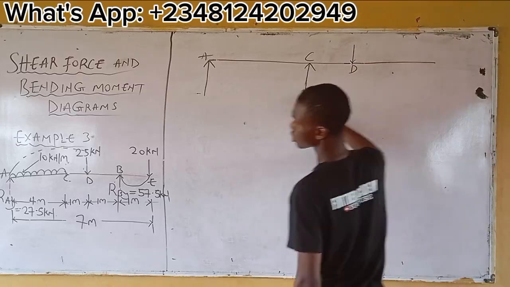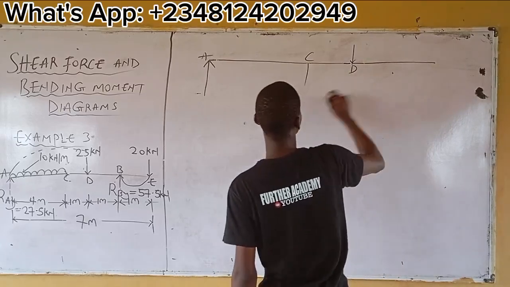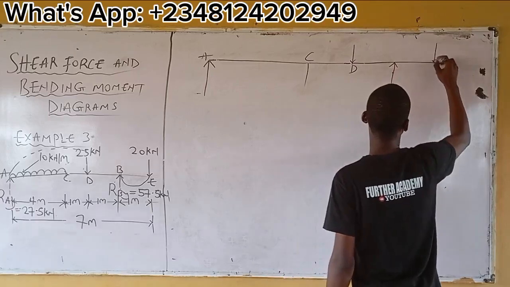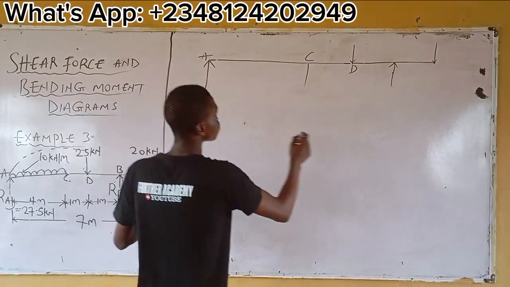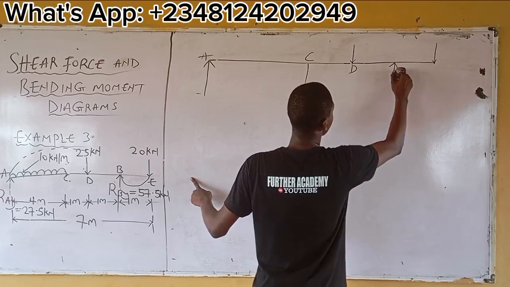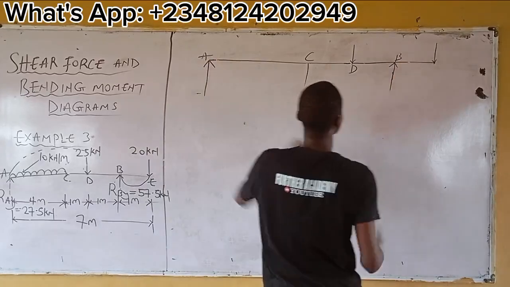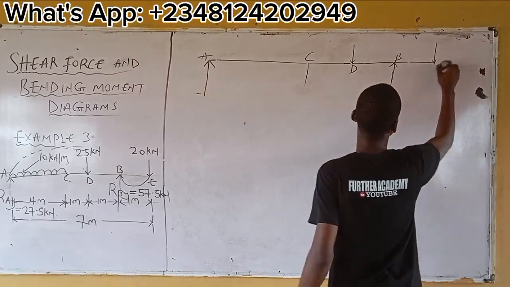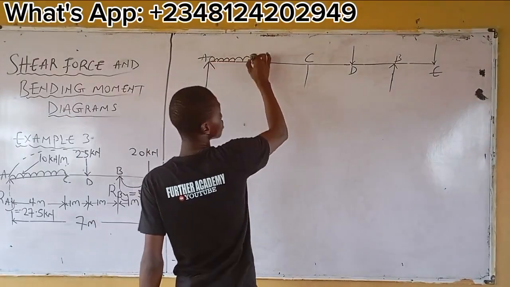Next, I'm having a support. Okay, this support is not here, the support is here. Then lastly, I'm having a point load. This diagram is still manageable and drawn to scale. So from here, this is A, this is B, this is C, D, and lastly, E.